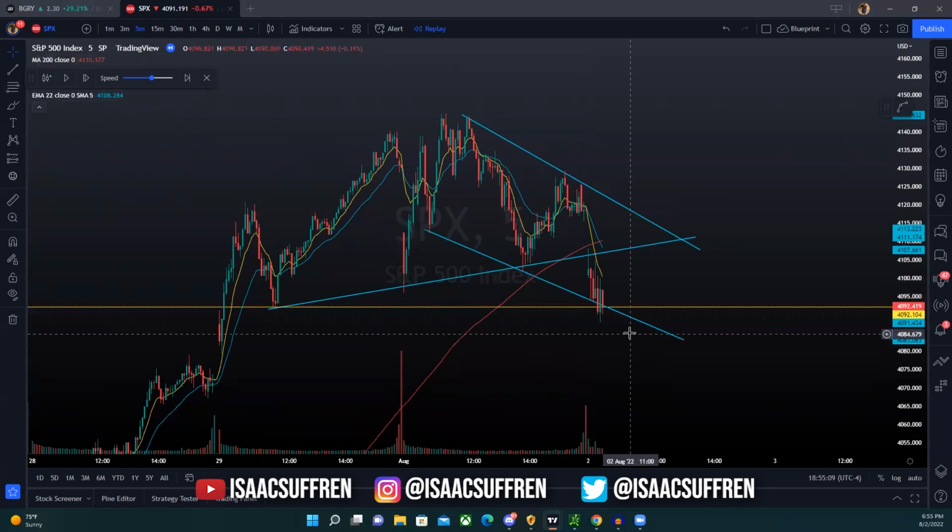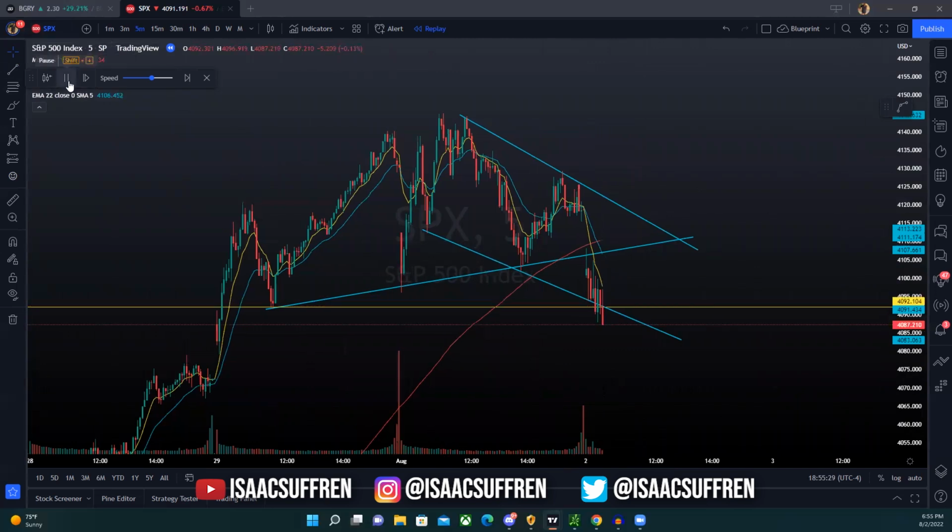All right, so as you can see here, we can't quite break this 4092 level, right? We have our resistance level or our support level right here, and you know where we're going below, we're going back above, we're going below, we're going back above. It's really indecisive. There's not really a lot of action going on here. Just really choppy overall, right? Let's continue to play this.